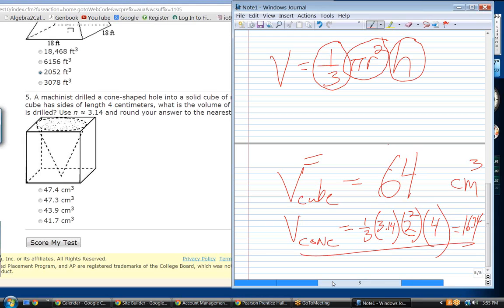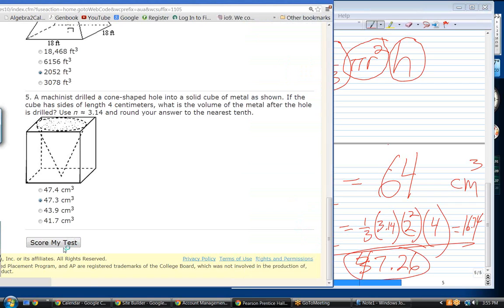So the difference between these two looks like it's 47.26. Yeah. And they rounded it to the nearest. This is a different test. Usually they only give one answer anywhere near it. But this one is different. So I guess it's 47.3, huh? I guess. Well, if we round this up, it becomes 47.3. Yeah. All right. It's certainly not 47.4.